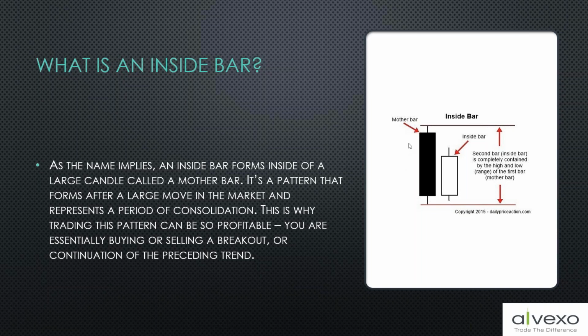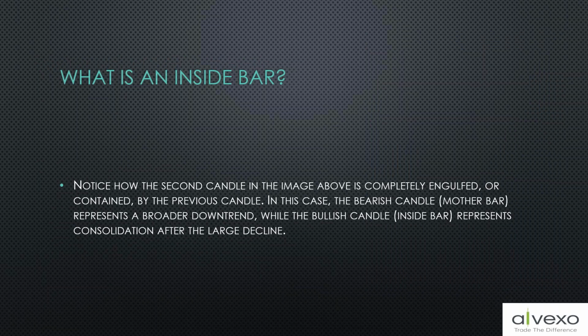So what we have is a large candle when it appears that's called the mother candle. We have a second candle, which is considered the inside bar candle, which is smaller than the previous candle, and is usually in the opposite color. Now, I'm going to show you this in great detail, so don't freak out. And it's very easy to find.